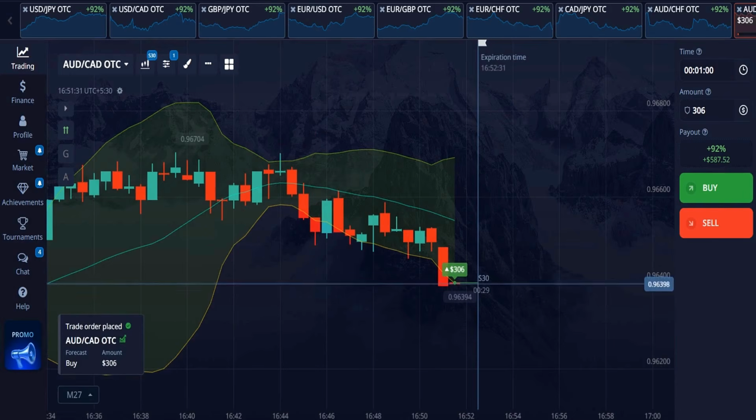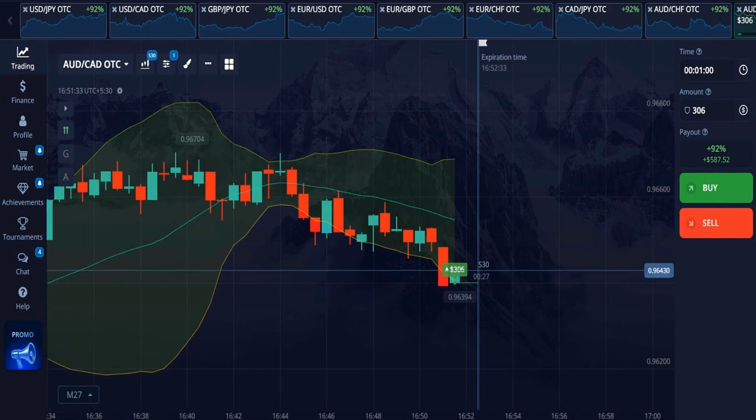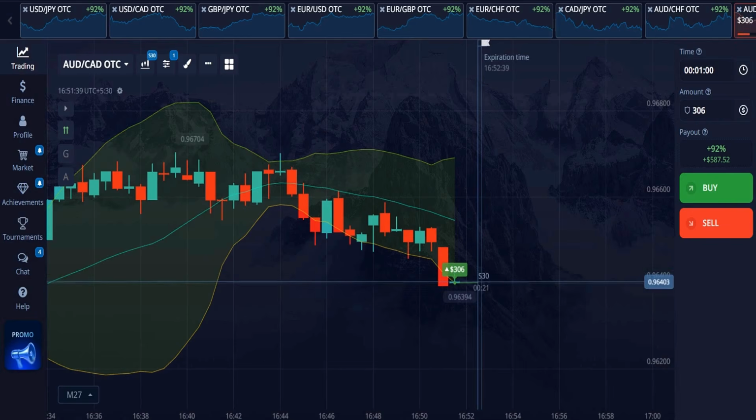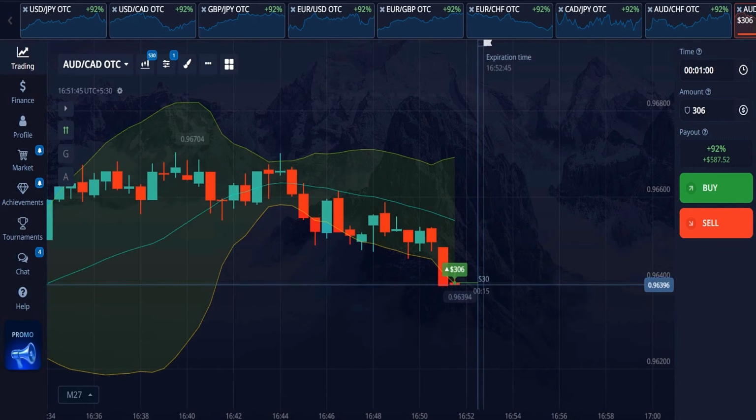All right, traders, here we've got a perfect reversal at power candle zone setup forming. You can clearly see a strong bearish candle breaking below the lower Bollinger Band. The candle body is large, the lower wick is short. Exactly what we call a power candle.